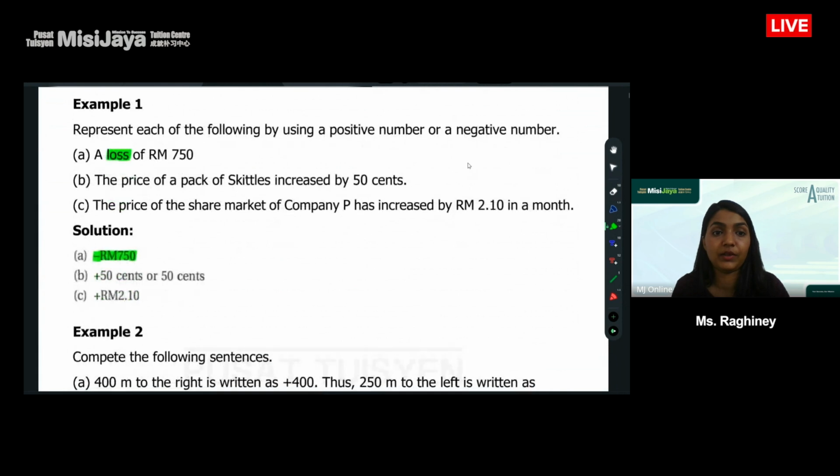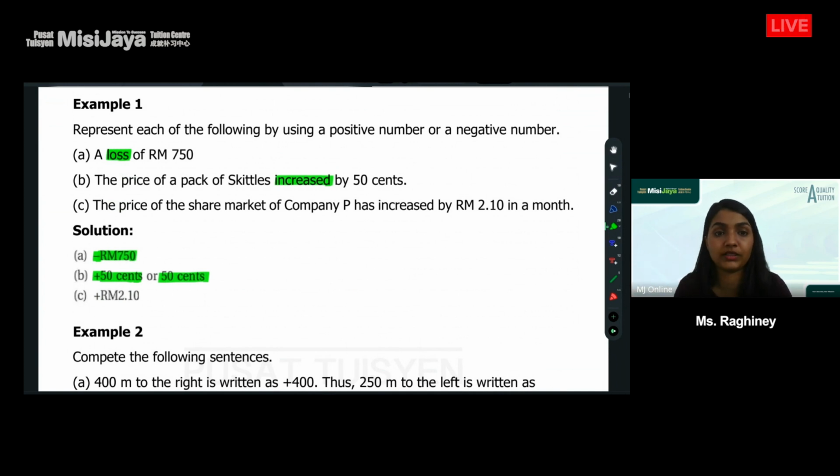How about the second one? The price of a pack of Skittles increased by 50 cents. Meaning it went up. So we can represent it with a positive 50 cents or just 50 cents. No positive needed. Remember what I said just now? If it's positive, it's not necessary to put the positive sign each time.